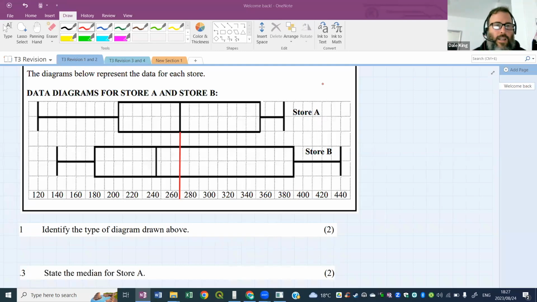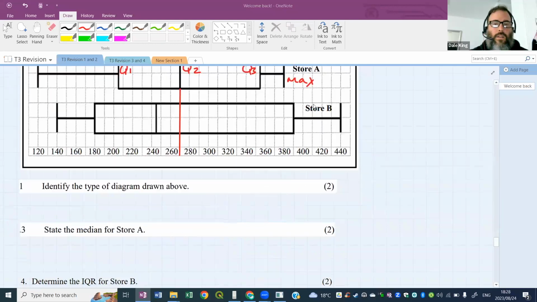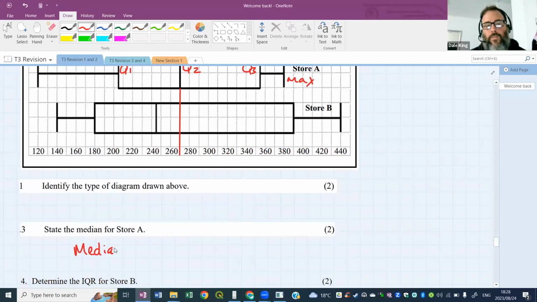All right, so we drew a line down. We know that this is our Q1 here, which is our lower quartile. We know this line in the middle is our Q2, which is our median, and the line on the right here is our Q3. This mark on the right is our max, and this mark on the left is our min. So the Q2 is the median. You draw a line down, go to the ruler, and you read off 270. Thank you for the marks. Easy money, easy gain. So we'll say the median is equal to 270.